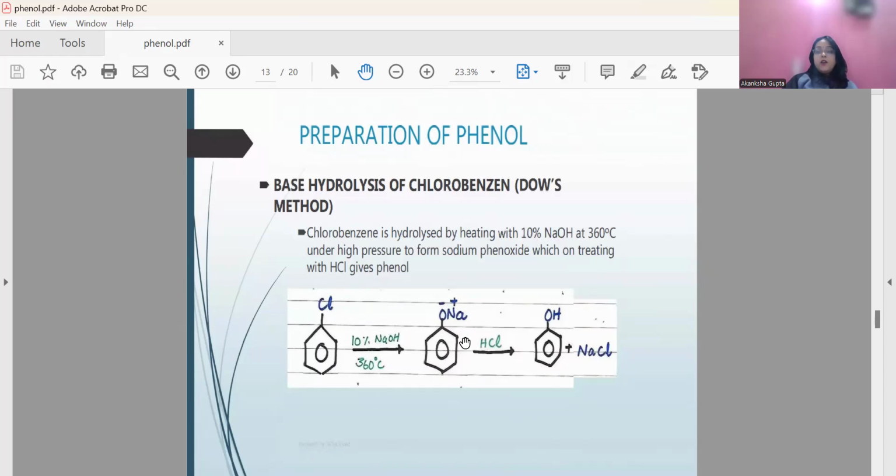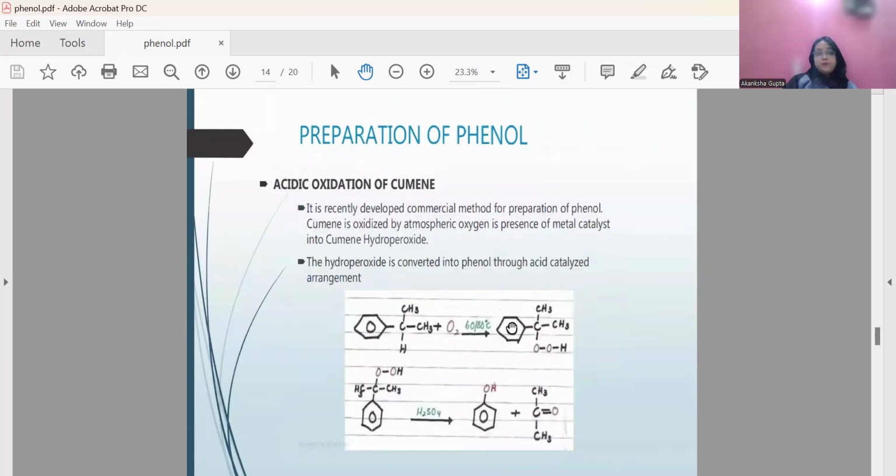That is again the sodium phenoxide, and the HCl, which has already formed in the reaction medium, reacts with this sodium phenoxide. Then we get the NaCl byproduct and phenol as our final product.